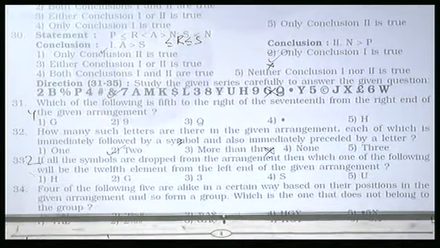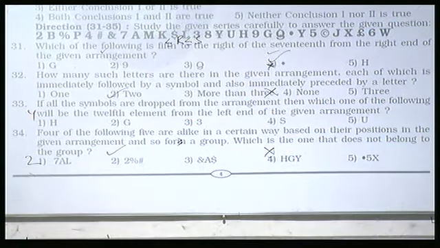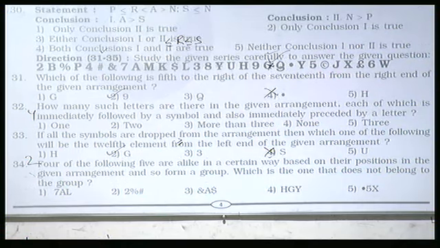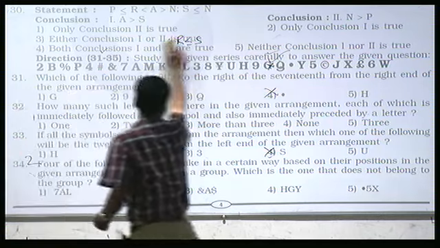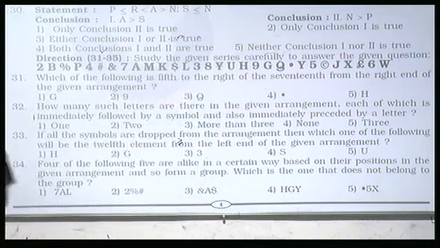Choice 2 is the answer. Then 31 to 35. Now question number 31 to 35: sequence. Now in this sequence, which of the following is 5th to the right of... 5th to the right of what? Which of the following is 5th to the right of 17th from the right hand?